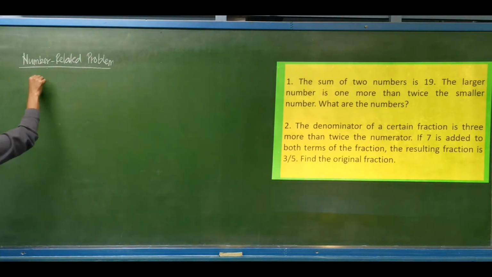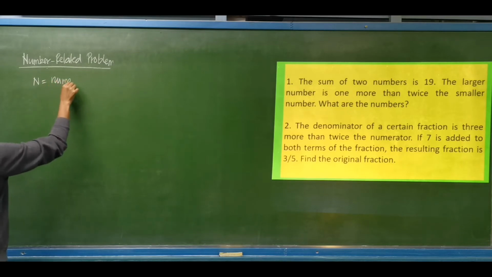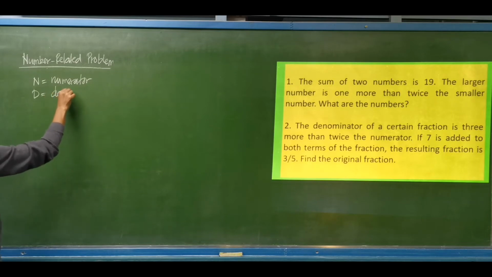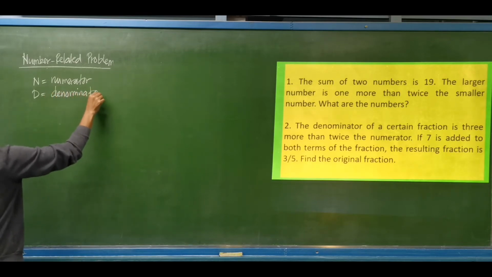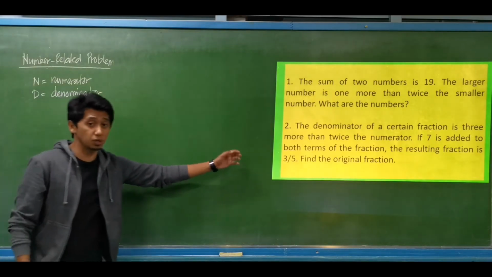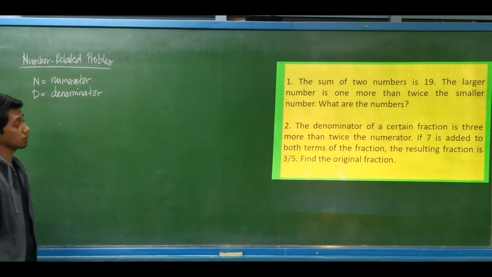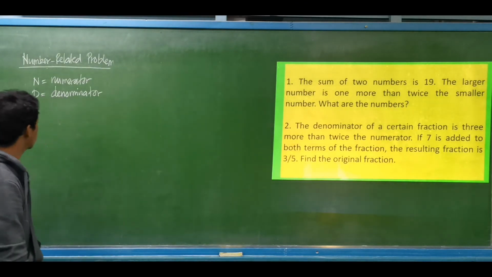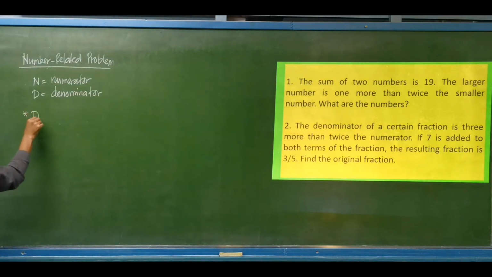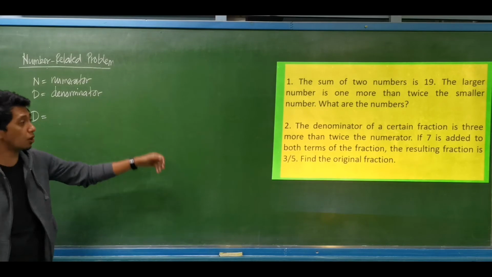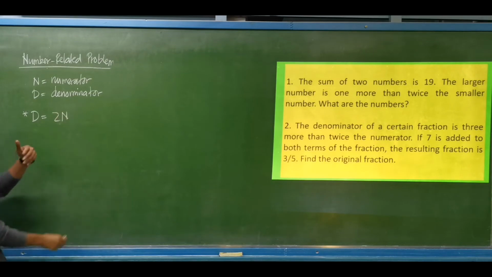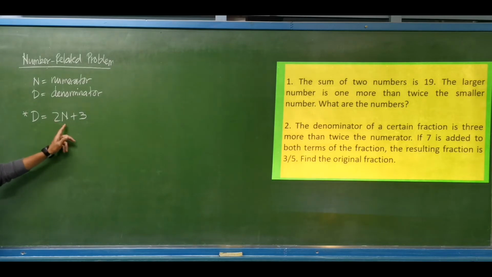So let's say n is our numerator and d will be our denominator. Okay, so let us express every sentence as an algebraic equation. The denominator of a certain fraction is 3 more than twice the numerator. That is the same as twice the numerator, 3 more, that is plus 3. That is the equivalent of the denominator in terms of the numerator.